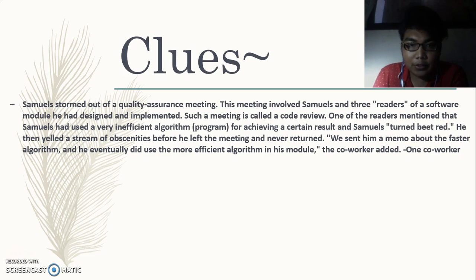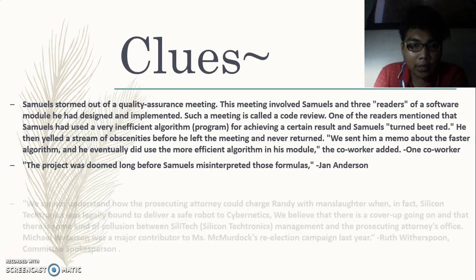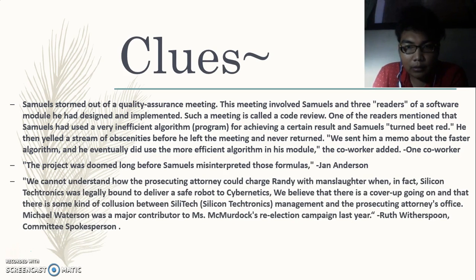Okay, so the first clue here states that Samuel. Okay, so we already knew that Samuel is responsible. The second one, the project was doomed long before Samuel's was interpreted as formless, said by John Anderson. And why? Okay, we don't know why. Okay, we cannot understand how it prosecute the attorney.